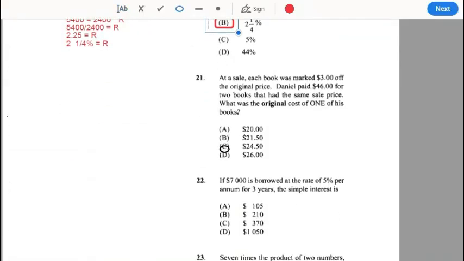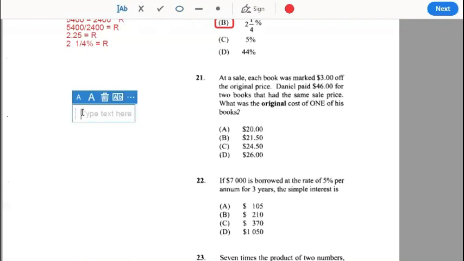2021, at a sale, each book was marked $3 off the original price. So whatever the book was sold for, $3 was taken from that price. Daniel bought 2 books and he paid $46 for both books. What was the original cost for one of those books?